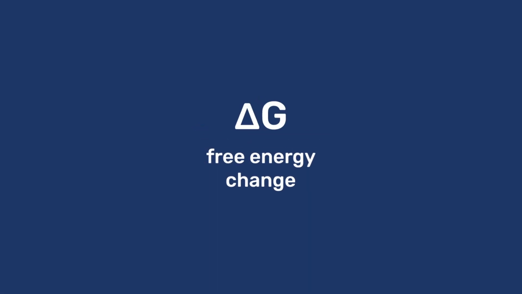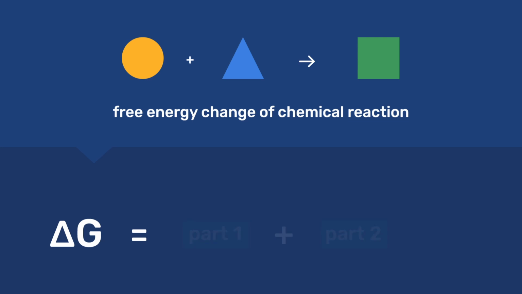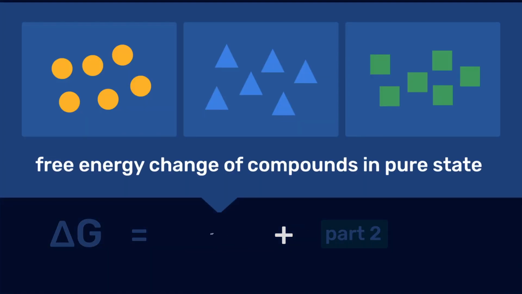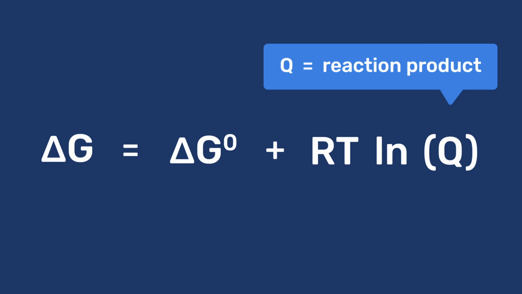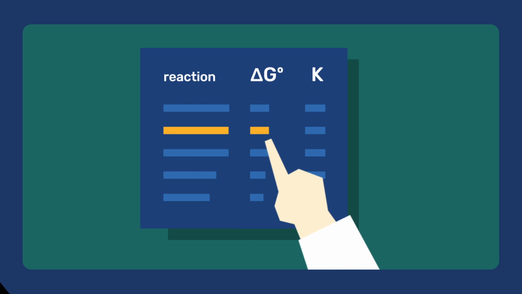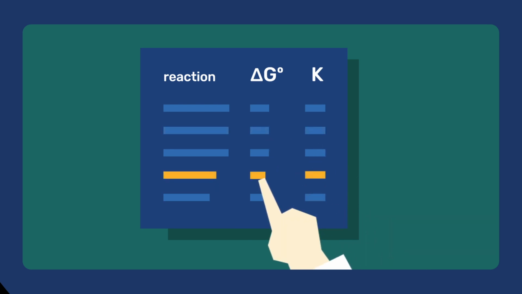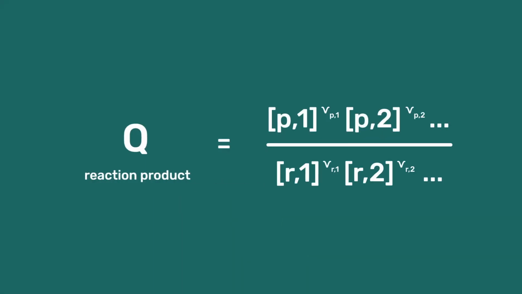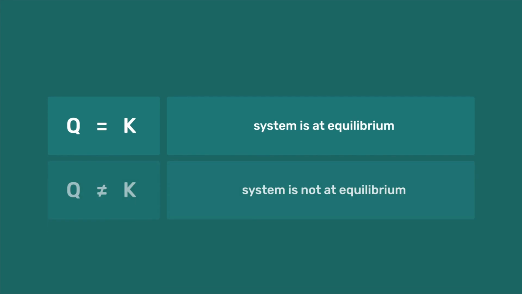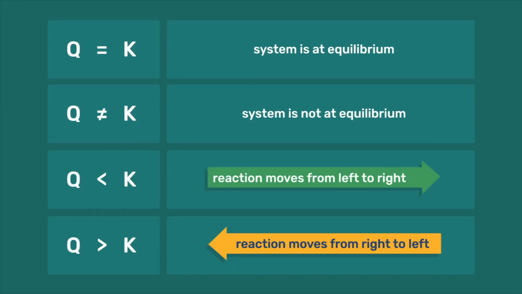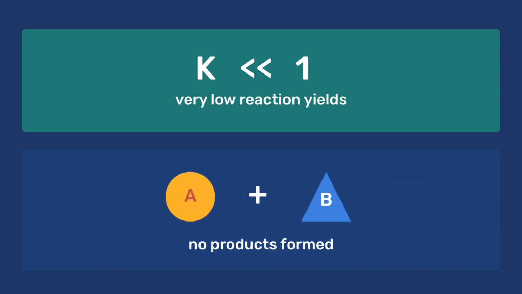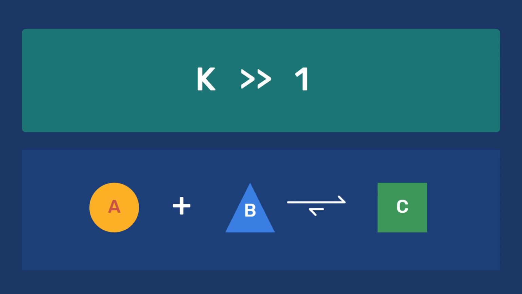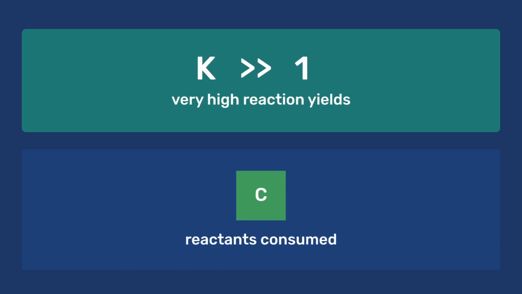In summary, we have seen that the free energy change of a chemical reaction can be divided in 2 parts, one defined by its pure compounds, delta G0, and one by their mixing, RT ln Q, where Q is a reaction product. Delta G0 can be looked up in tables and serves to determine K, or vice versa. Calculating Q from the concentrations available in solution and comparing the obtained value to K indicates if the system is at equilibrium, or, if not, in what direction the reaction should proceed. Moreover, reactions having a particularly low value of K produce very low reaction yields, while reactions with very high values of K have very high yields, giving complete or almost complete reactions.